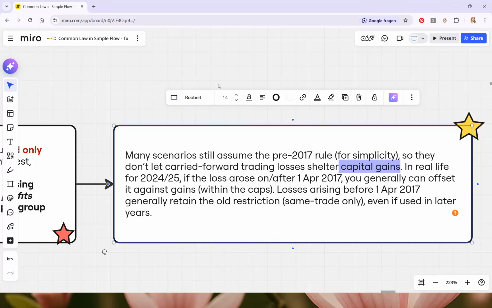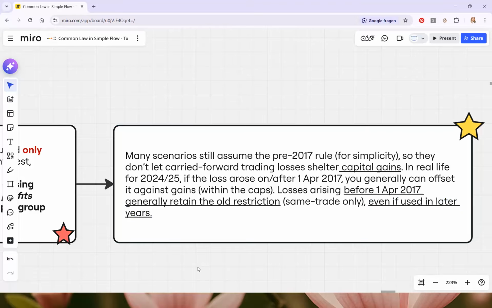In real life, for 2024-25, if the losses arose on or after 1st April 2017, you generally can offset them against gains, with the caps. Losses arising before 1st April 2017 generally retain the old restriction: same trade only, even if used in later years. This is important information.